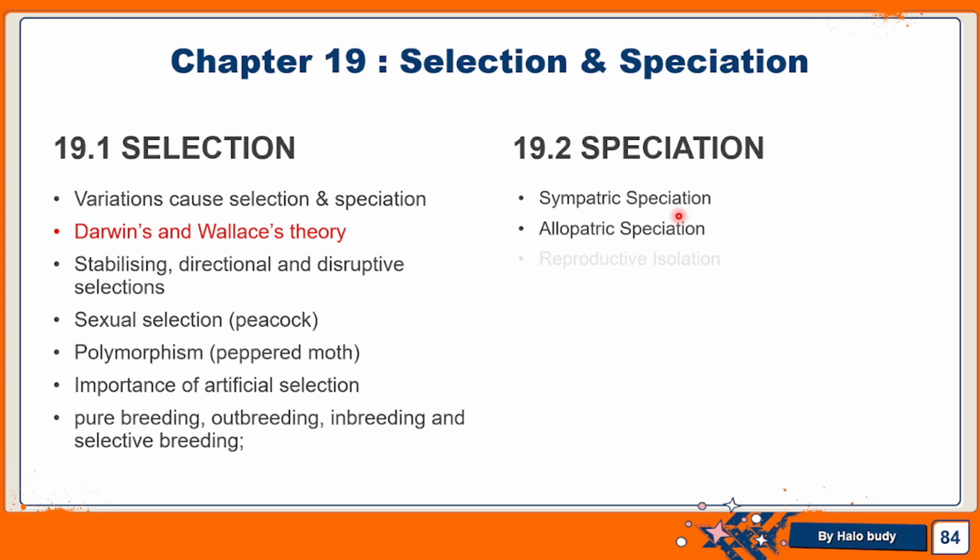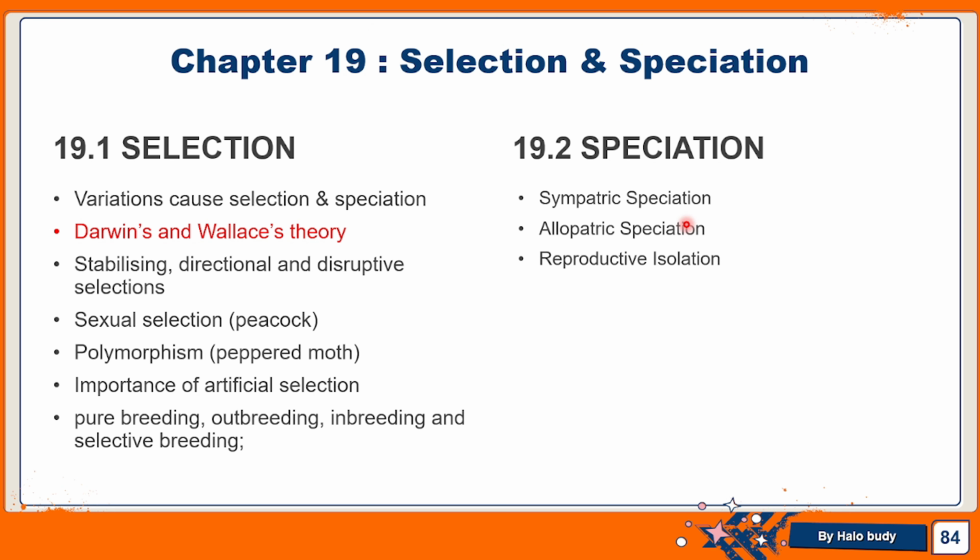Okay, next is reproductive isolation. When speciation happens, how can they prove that these are different species? If you still remember the concept of species that you learned in the first chapter, species can interbreed with each other naturally. If they are different species, they cannot interbreed.